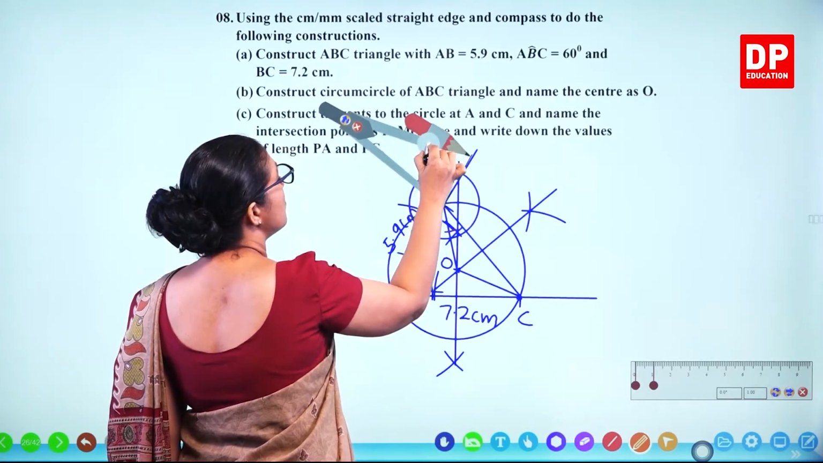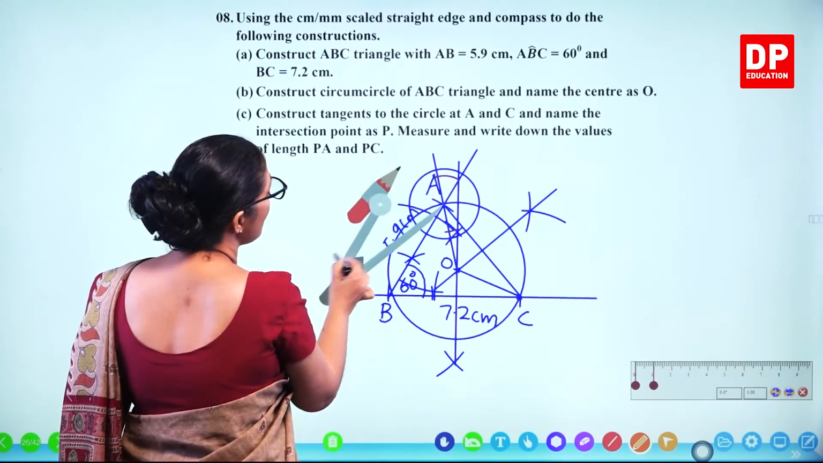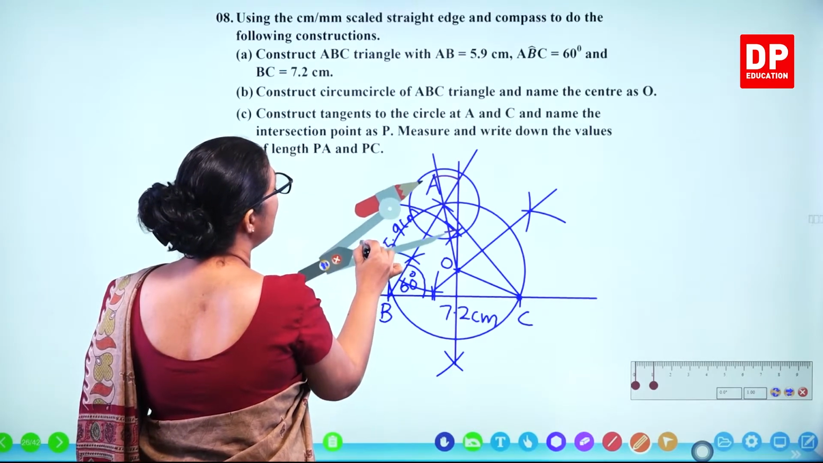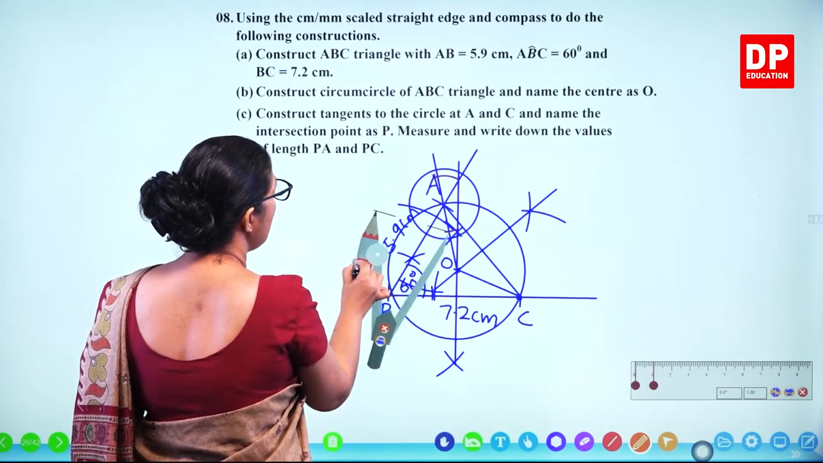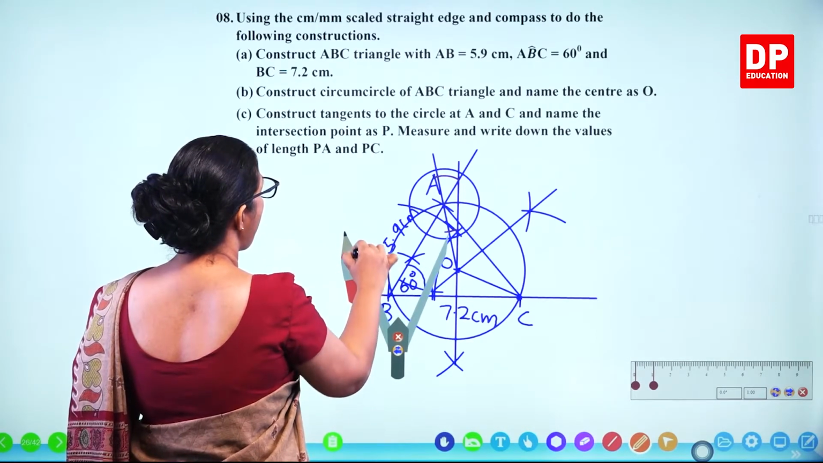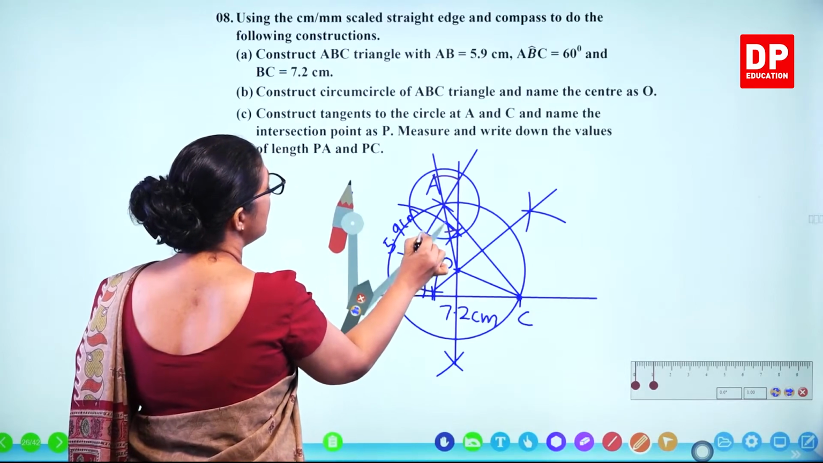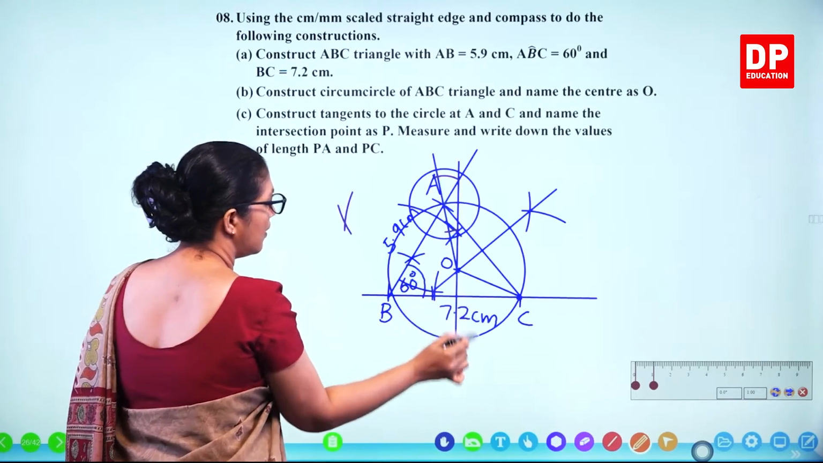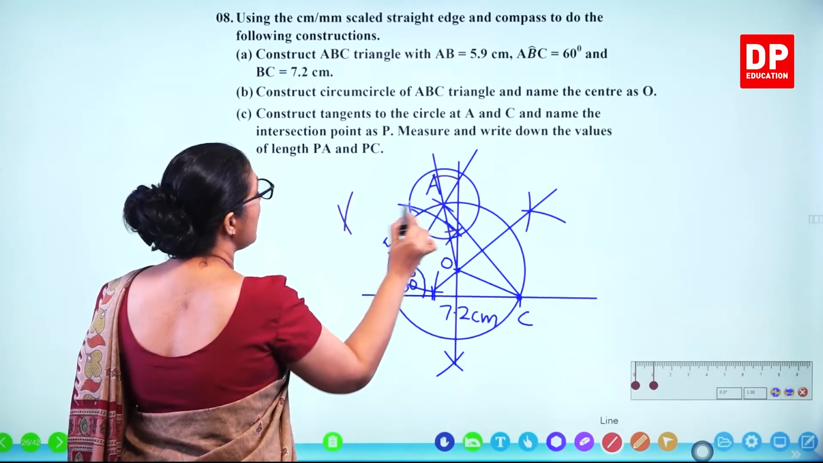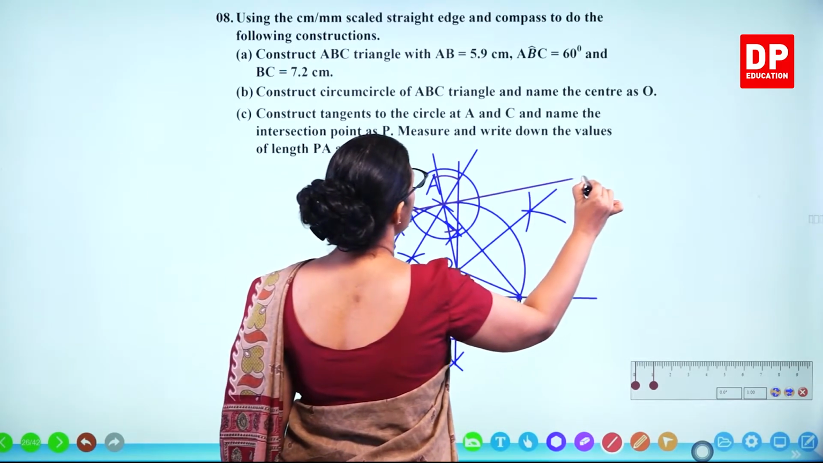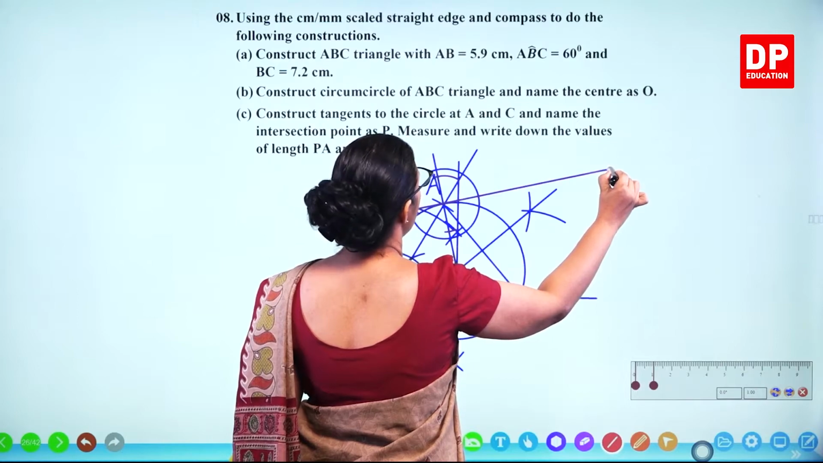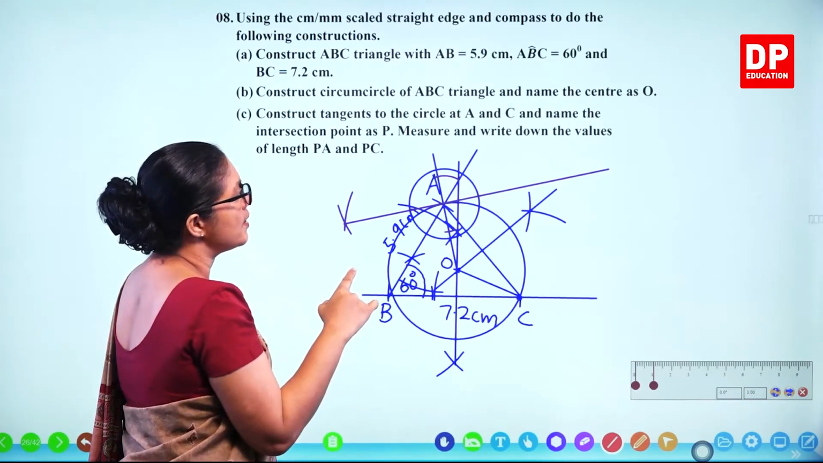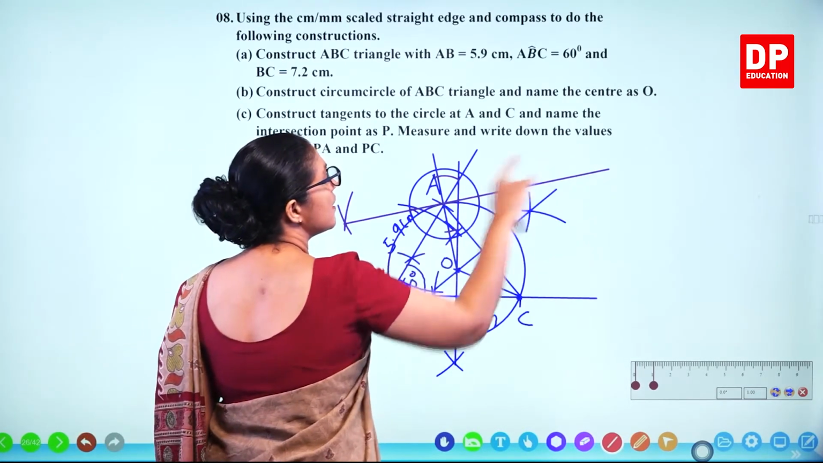Now take a bigger length from here. We can mark. We take a bigger length here and here. Now we can connect this point and A. That's the tangent. And we can draw the other tangent as well. So we can take the same length.